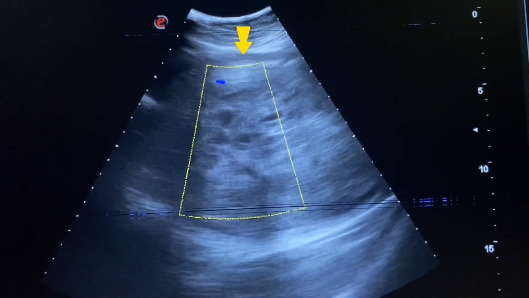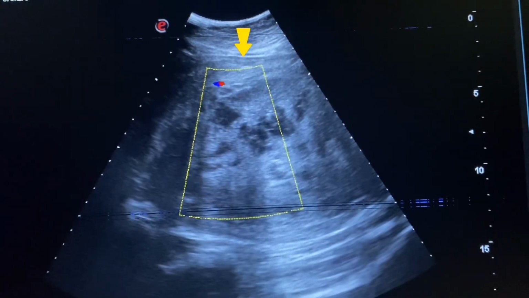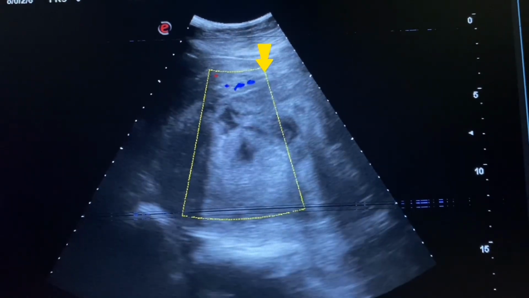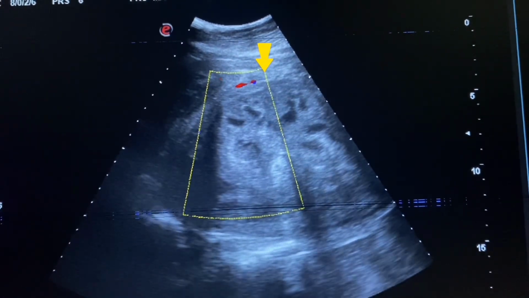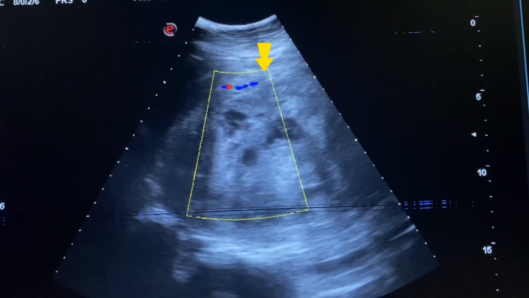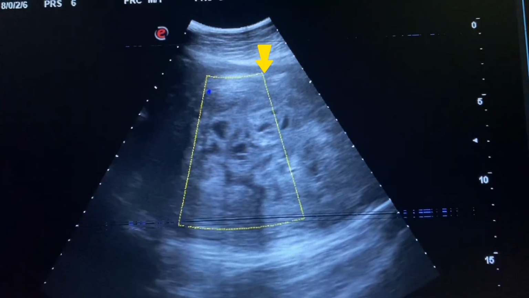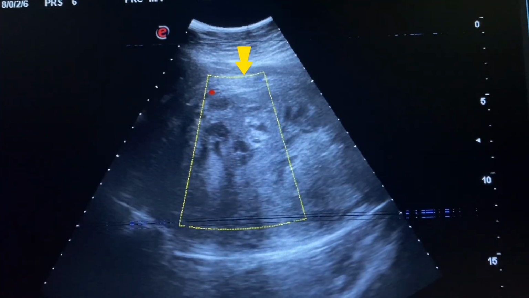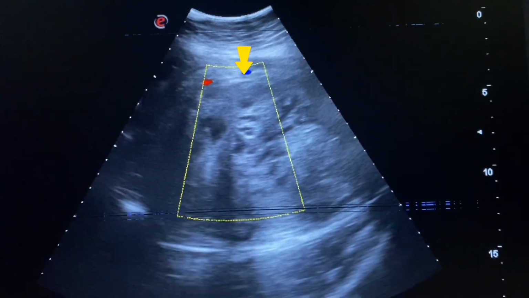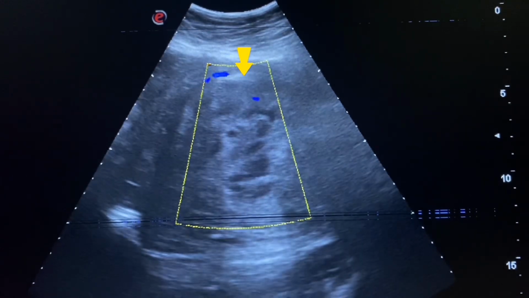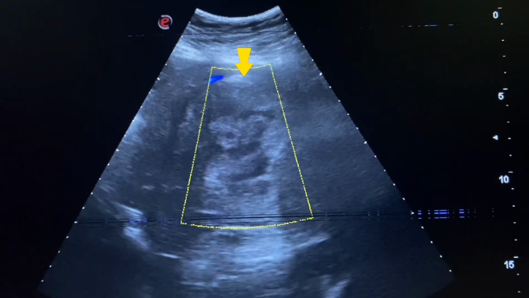Now on color Doppler we will examine the blood flow in this mass. Here we see that no internal flow is present, but peripheral flow is present.